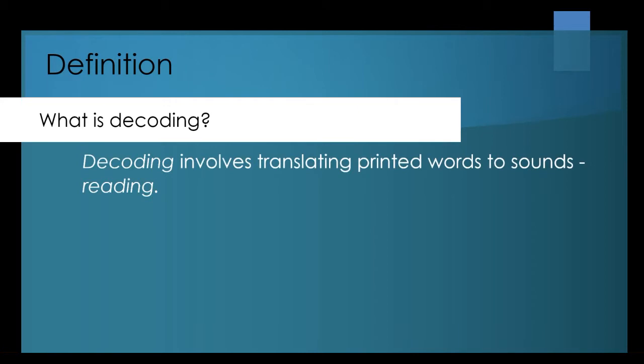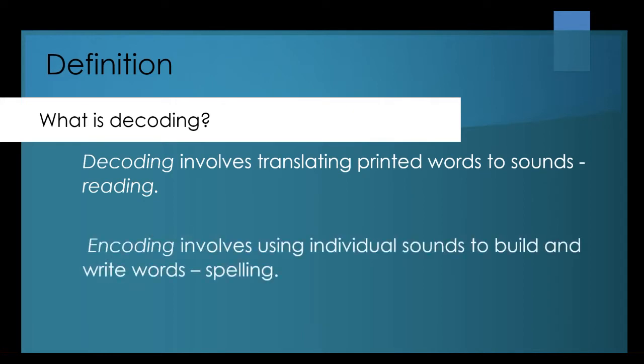The next thing we'll look at is what is decoding. Decoding involves translating printed words into sounds. That's a fancy way to say reading. So decoding is another word for reading. Encoding involves using individual sounds to build and write words, otherwise known as spelling.